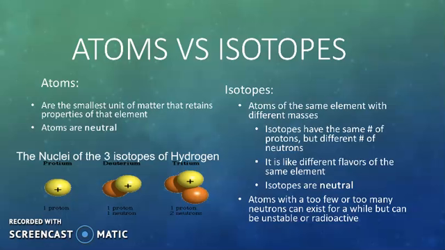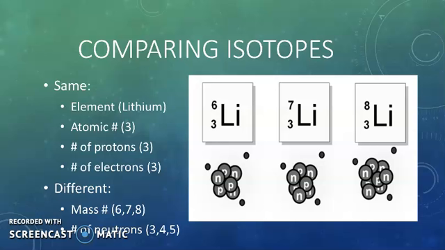Isotopes are also neutral, meaning they do not have a charge. So their protons and electrons are going to be the same amount. Atoms with too few or too many neutrons can exist for a while, but they're going to be unstable or radioactive. So they're not going to want to stay with a ton of neutrons or too few neutrons for very long. When we're comparing isotopes, you do have a question like this on your test.